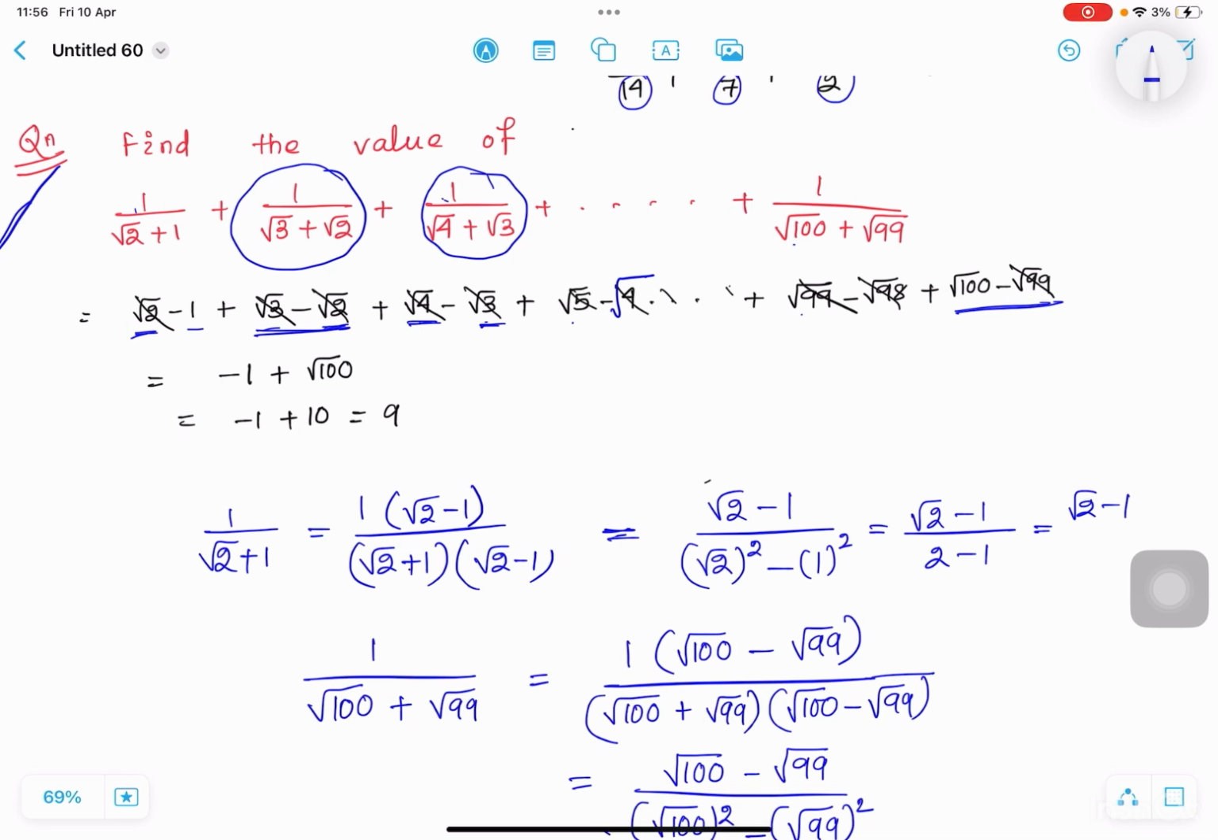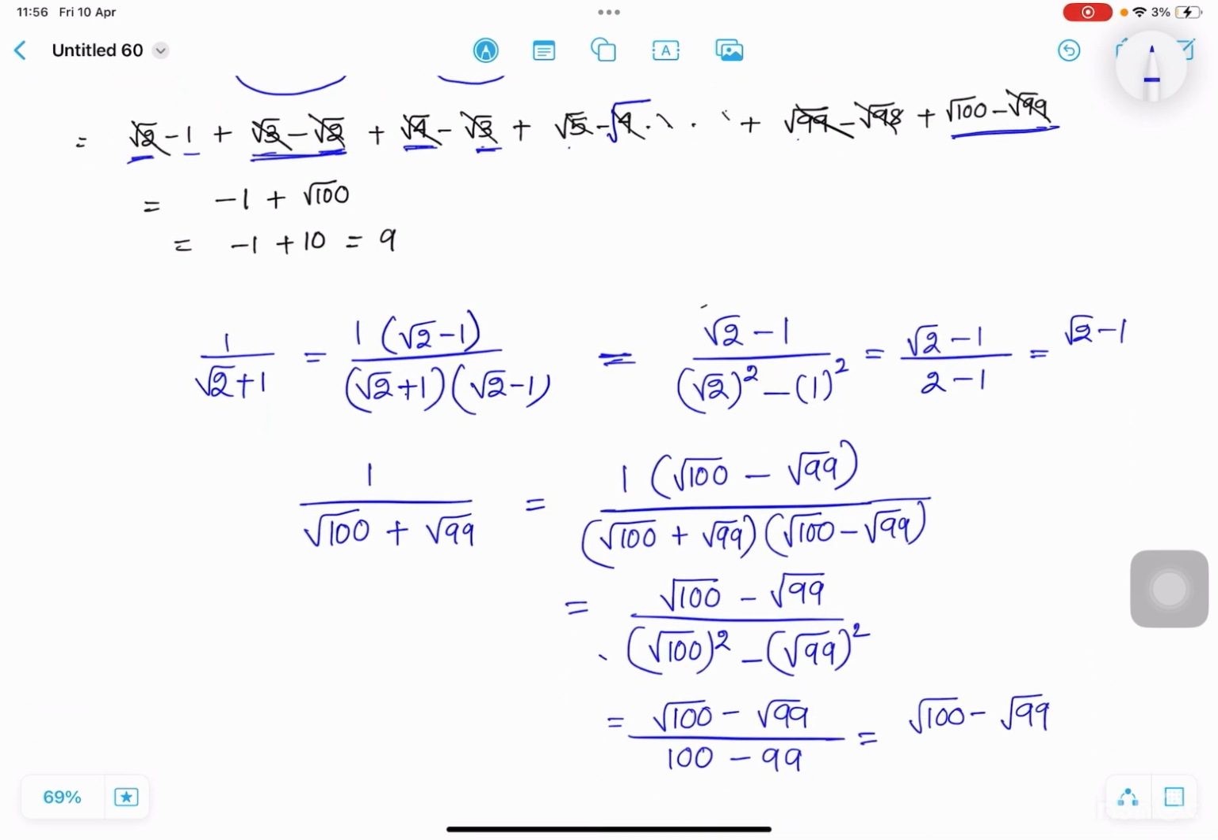So for today this much. Hope you understood, and you can do more questions using these formulas.